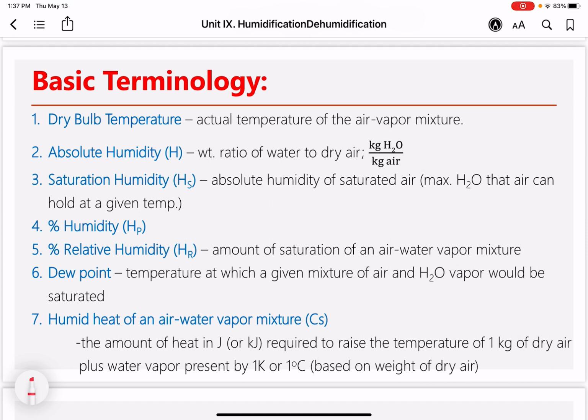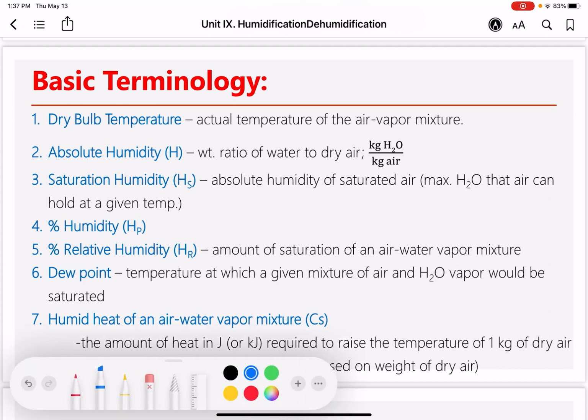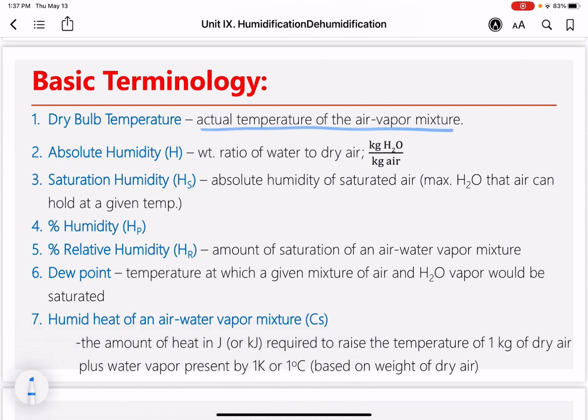First is dry bulb temperature. When we say dry bulb, it is the actual temperature of the air-vapor mixture. Absolute humidity is the weight of water to dry air. That's why its unit would always be kilogram of water per kilogram of air. It is actually the amount of water contained in 1 kilogram of dry air. Usually H is given by the formula.